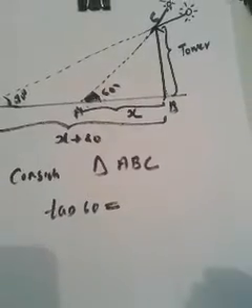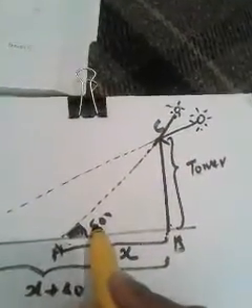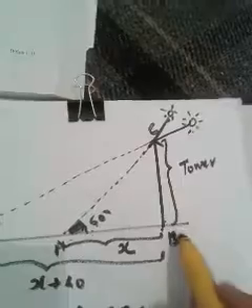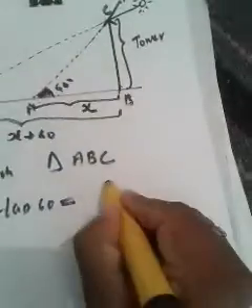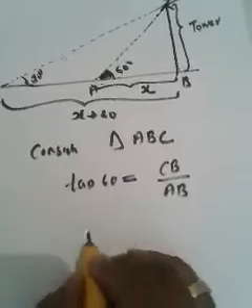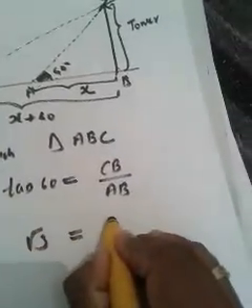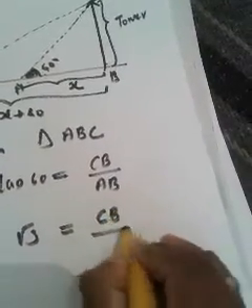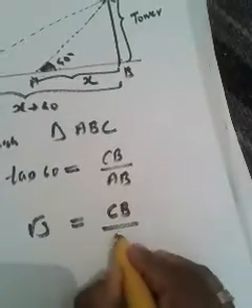Tan 60 is nothing but opposite by adjacent. So this is angle 60, opposite is nothing but CB, and adjacent is nothing but AB. So CB by AB. So tan 60 value is √3. √3 is equal to, what is CB? CB I don't know, let it be there. And what is AB? AB we have marked it as X.